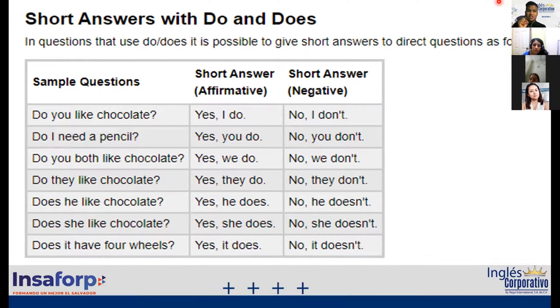Both. Esa TH casi siempre, almost always, but not always, cuando tengamos una TH, vamos a hacer la pronunciación de la letra Z en español, el sonido fonético, como aire nada más. So we are going to say both. Yeah? So do you both like chocolate? Yes, very good. Both. Going back to your question, sir, in this case, both means ambos. Esa palabrita both significa ambos. So the question says over there, ¿a ambos de ustedes les gusta el chocolate?